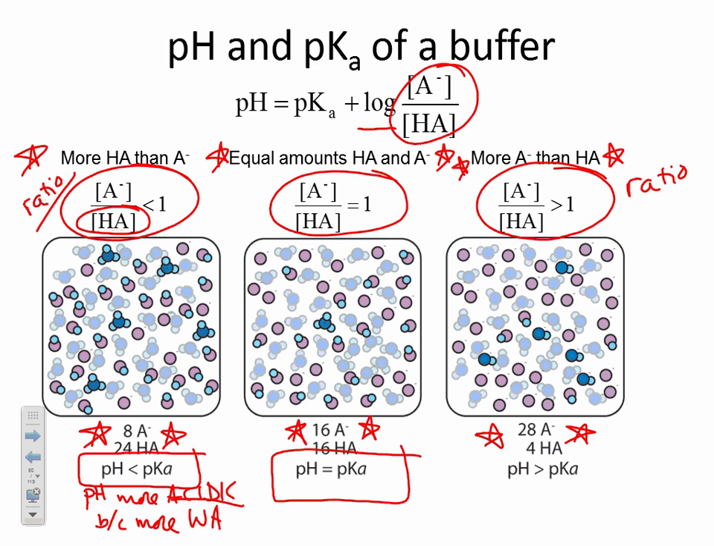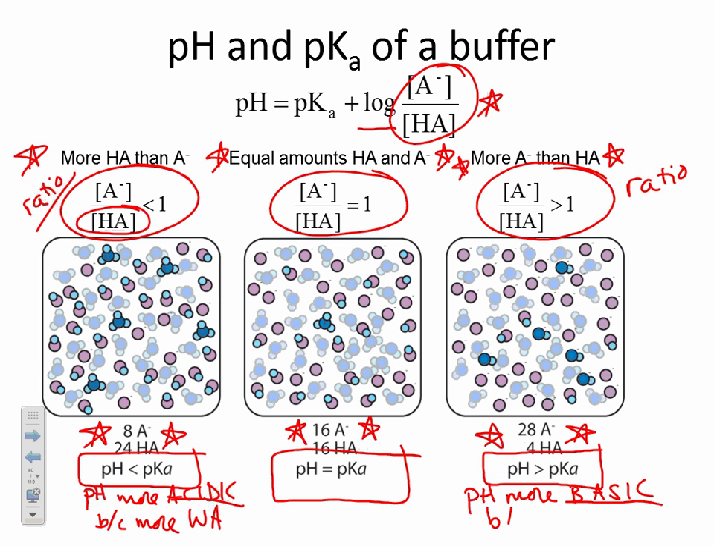More A minus. If you take the log, back up here in the Henderson-Hasselbalch equation, of a value that's greater than 1, now you get something that's positive. So now you're taking pKa and adding something positive to it. Now you wind up with the situation where the pH of the buffer is greater than the pKa of the acid component. Again, this should make sense, because this is saying that our pH is more basic than the pKa of the buffer on its own.